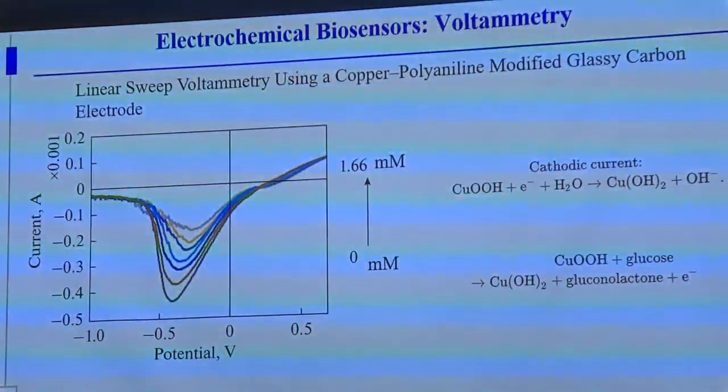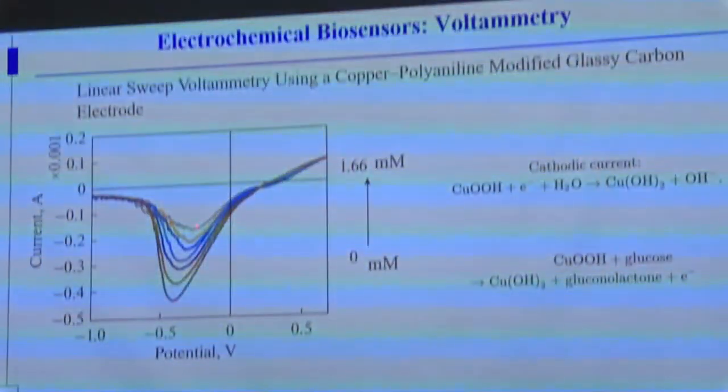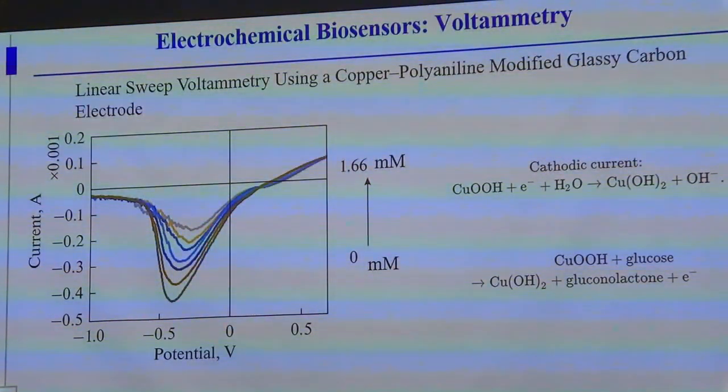See here, first case, on the cathode, that's the current. CuOOH plus 1 electron plus H2O, then you have Cu(OH)2 plus OH minus. But in the presence of glucose, the CuOOH plus glucose makes Cu(OH)2 plus gluconolactone plus 1 electron. So it gives 1 extra electron. And that's the reason here. When you move from low concentration to high concentration, the current is going up. So when you add the glucose, it's just decreasing the current.